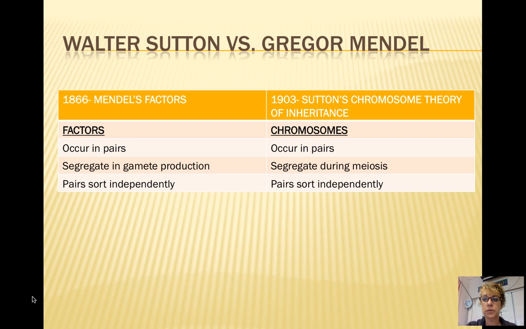Walter Sutton's chromosome theory of inheritance in the early 1900s was linked to Mendel's work from the 1860s. If we compare Mendel's factors with Sutton's chromosomes, we see that Mendel's factors occurred in pairs, as did Sutton's chromosomes. Mendel's factors segregate in gamete production, as do Sutton's chromosomes, and Mendel's factor pairs sort independently, as do the chromosomes.